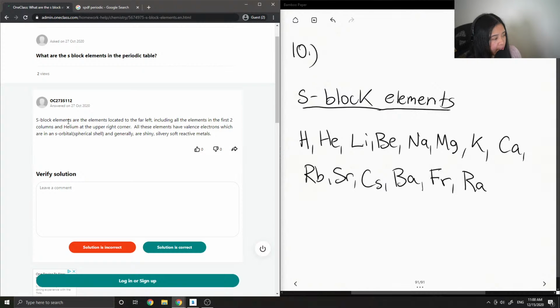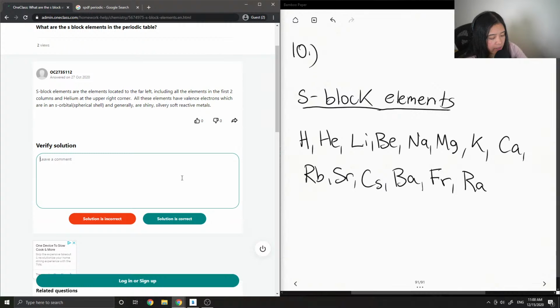S block elements are the elements located to the far left, including all the elements in the first two columns and helium at the upper right corner. All these elements have valence electrons which are in an s orbital, a spherical shell, and are generally shiny, silvery, soft, reactive metals. Yep, so this solution is correct.